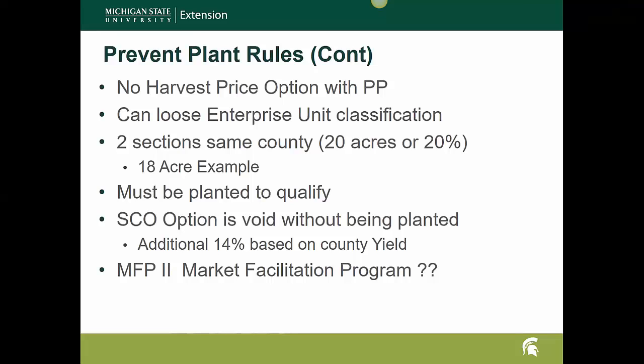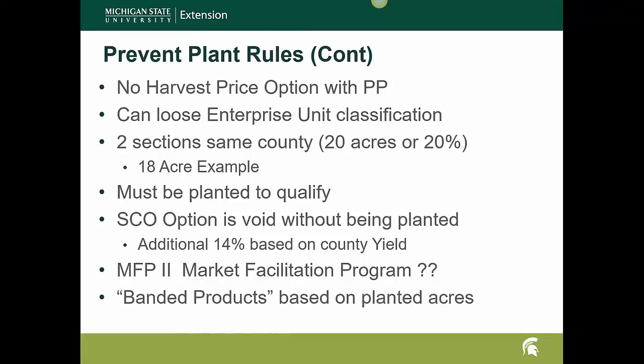Market facilitation program 2, we don't know for sure what's going to happen with that, so I have some question marks behind that. Abandoned products: those are products that insurance companies may have added on as a special item, and they're not RMA or USDA subsidized. Abandoned products is a term. Those are based on planted acres, so if you don't have planted acres, you may not qualify for some of those so-called abandoned products.